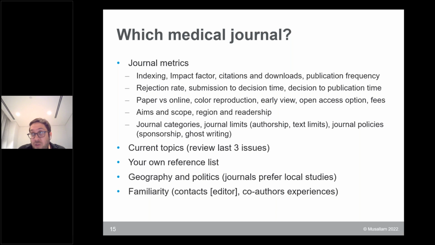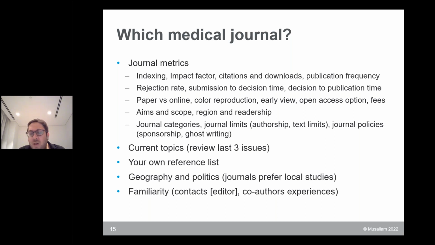So if you see a journal that's always appearing in your reference list, let's say the International Journal of Hematology, then obviously this journal is interested in your topic. So I would maybe target it as a strategy. And there is a lot of stuff about geography, politics, familiarity. So I wouldn't send something about my own experience that's very limited locally to American Journal of something.